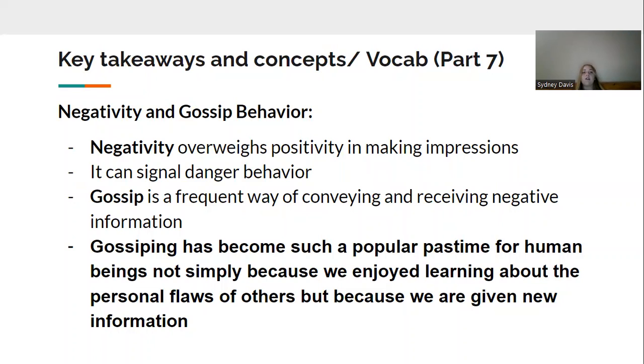Next, we're talking about behavior, more focusing on negativity and gossip behavior. Negativity outweighs positive in making impressions. It can signal danger behavior. I've always believed that negative energy outweighs the positive. It's easier for someone to be negative than it is for them to be positive. Negative energy is more contagious, and if one person is down, it causes the next person to be down. It's kind of like a domino effect, but it always outweighs the positive energy, and it could result in danger behavior.